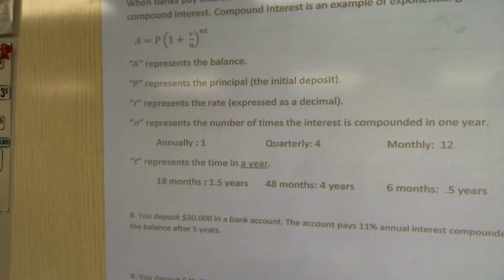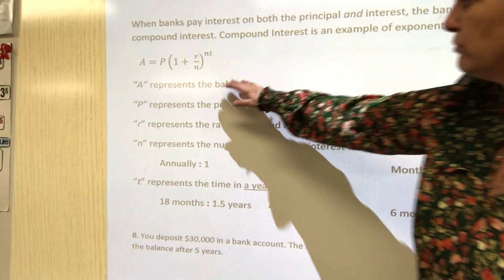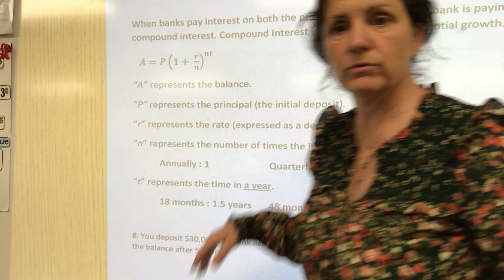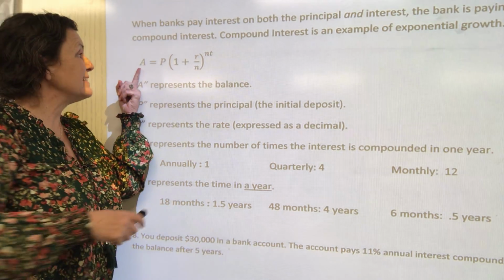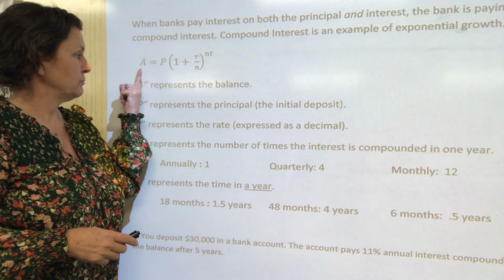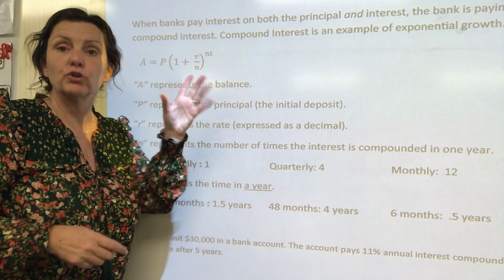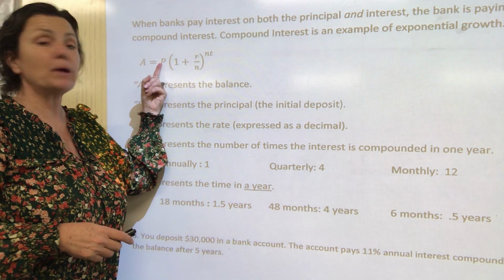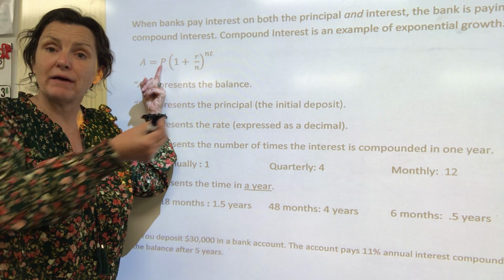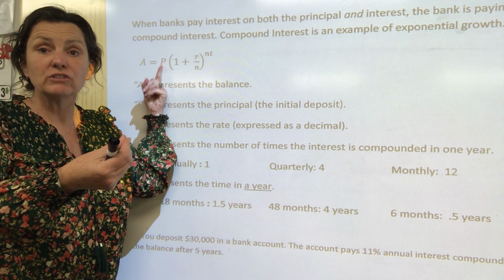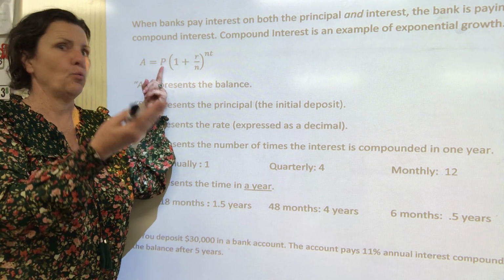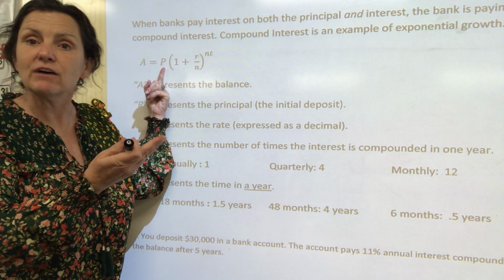So here's the formula. Now, I've let you know what each one of them is right here. Okay, so A is the amount in your bank account. A represents your balance, your amount in your bank account. P represents your principal. That's the initial amount that you placed in the bank. Was it $2,000, $12,000, $100, $50,000?